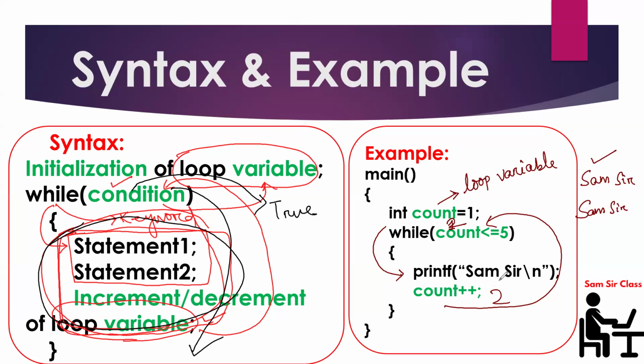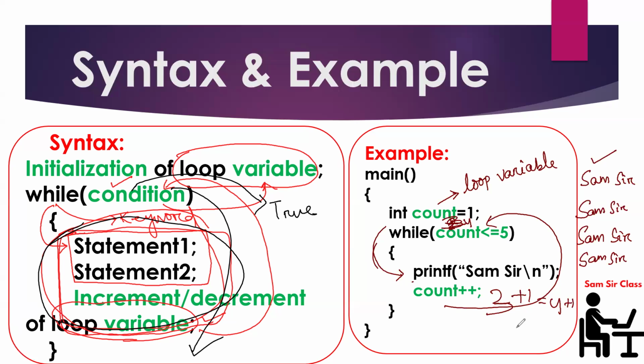Again count plus plus. 2 plus 1 will become 3. Again go and check the condition. 3 less than equal to 5. True. Again enter. Print once again. Again count plus plus. So 3 plus 1 will become 4. Again you check. 4 less than equal to 5. True. Again enter. Print again.